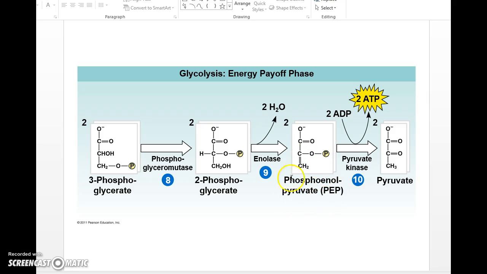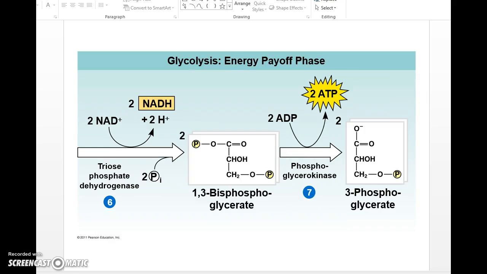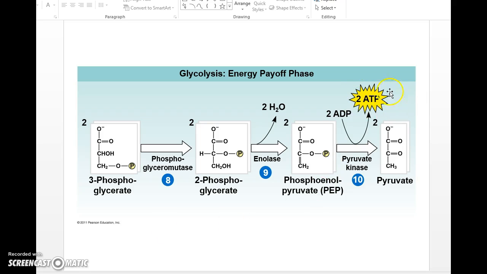Now this last compound, phosphoenol pyruvate, then releases this phosphate and forms pyruvate. So again, you have 2 phosphoenol pyruvates. So 2 phosphates add on to 2 ADPs to produce 2 ATPs. So if you see in our previous slide, we produced 2 ATPs here. And then on this slide again, we produced 2 ATPs. So our gross ATP production is 4. And we already used 2 ATPs in the beginning. So we have a net of 2 ATPs.